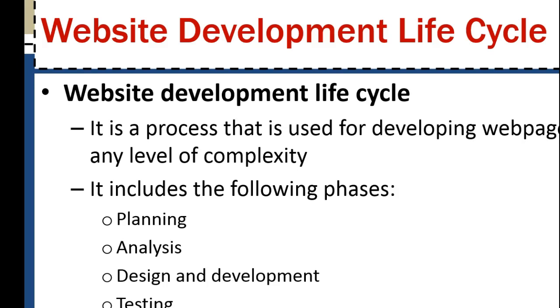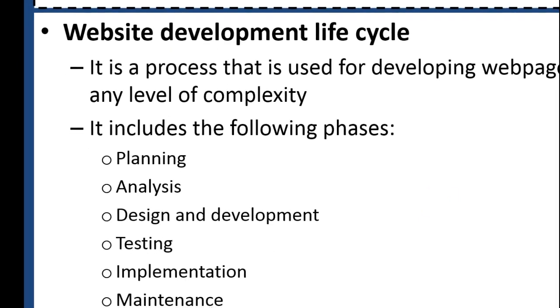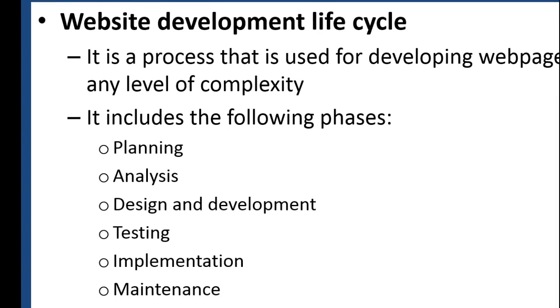The phases of the web development lifecycle include planning, analysis, design, development, testing and implementation, and finally maintenance. These are the steps of the system development life cycle, and when you are developing a website, you're going to follow a similar cycle.